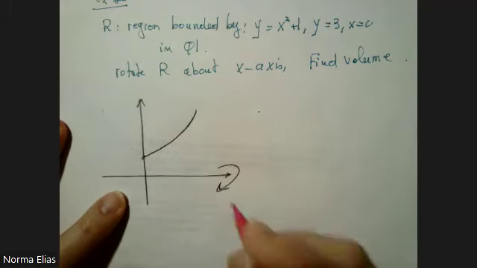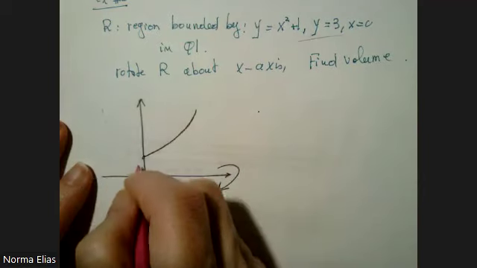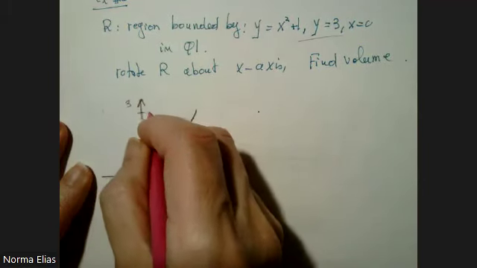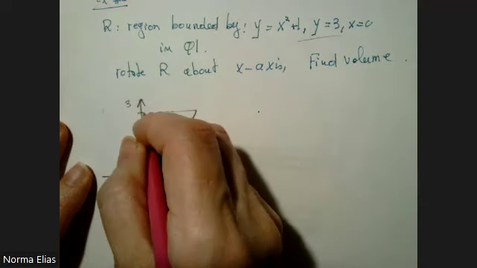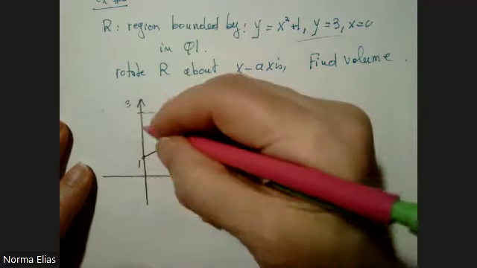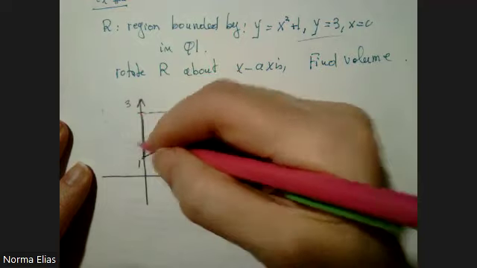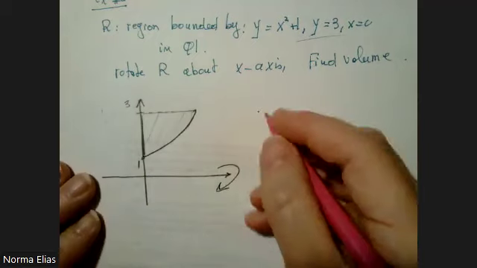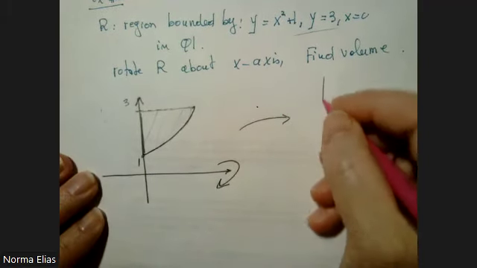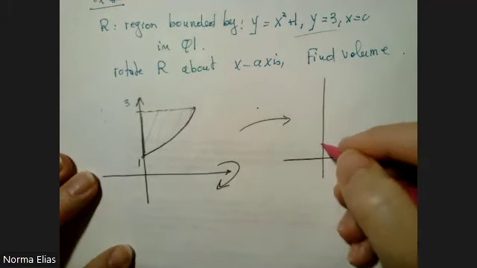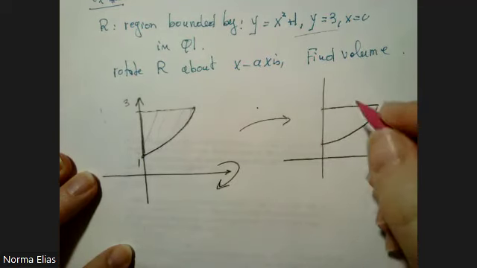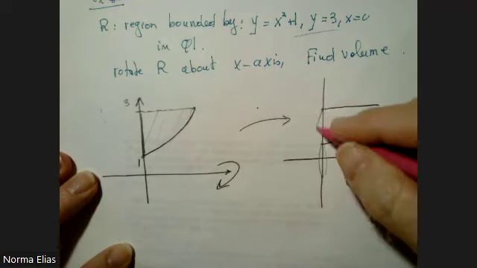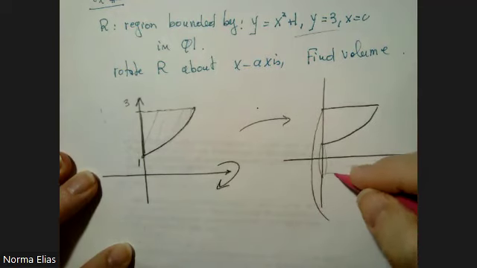That's the axis of rotation. Y equal to 3, so this should be a 1. This is 3, so that's y equal to 3. X equal to 0. So this is the region I am rotating. Okay, so we're gonna rotate that here. You don't always have to draw the rotation, it's really up to you. So we're gonna get something like that.